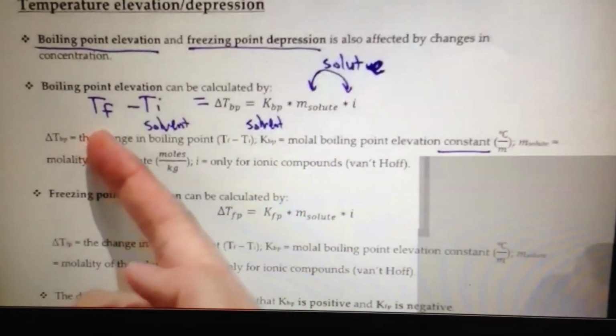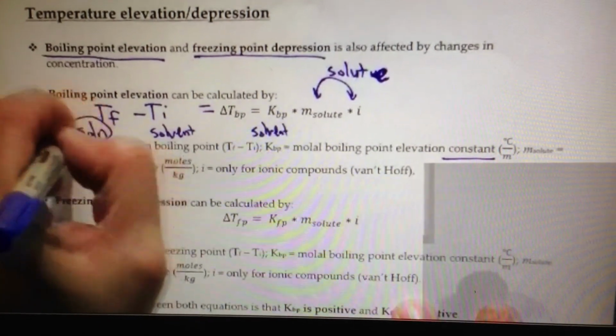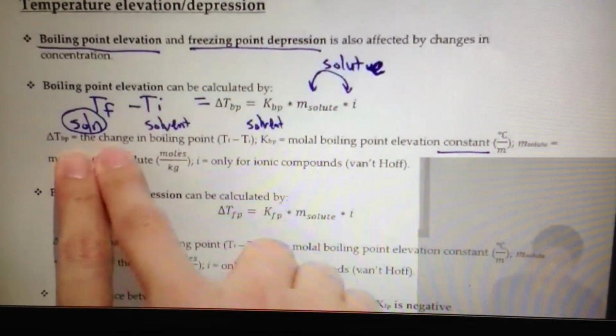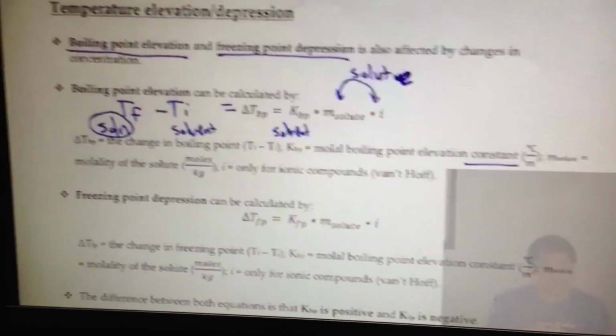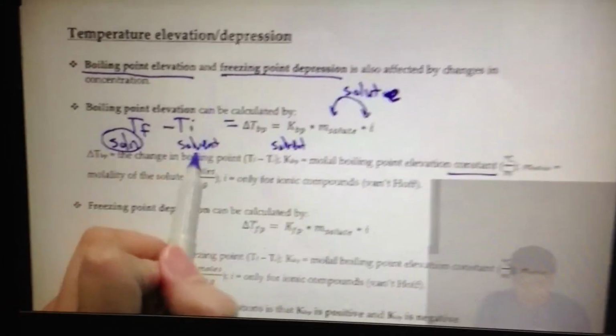So this one determines your new, final boiling point. This is based on the solution. So you've got solvent, solute, solution, because the solution is both of them together. That's your new boiling point. Does everybody agree with that? Initially is where you boil.